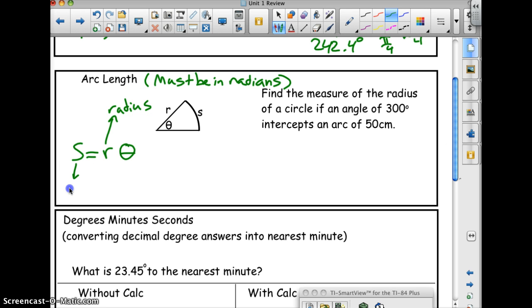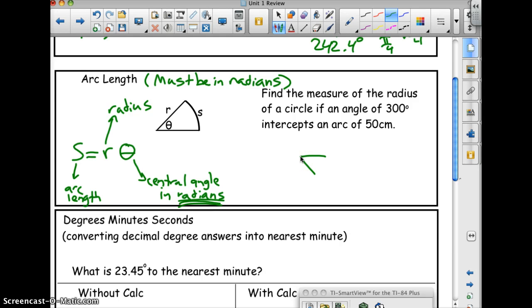The S is the arc length, the length of the arc that's intercepted. And then theta is the central angle in radians. Make sure it is in radians. So for the example here, find the measure of the radius of a circle if an angle of 300 degrees intercepts an arc of 50 centimeters.